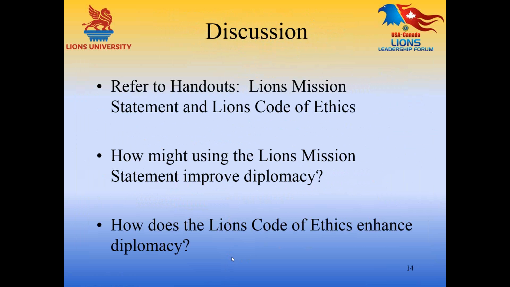we remember every time there's a new member brought into our club, we remember what brought us into Lionism, what caused us to have that moment where our heart was touched. And so hearing our mission, going over the code of ethics are all opportunities for us to make sure that we're dealing with people in a diplomatic way. Are there any other ideas that we need to share about the code of ethics or the mission statement?